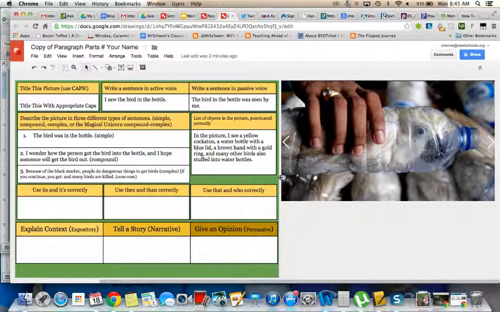So this would be a simple, not a declarative. You need something to join those two, otherwise it's a comma splice. So like, the birds are hurting in bottles, so people have to help, that's compound. Whereas if you put, birds are hurting in bottles, which means people need to help, that would be complex. So that's compound.